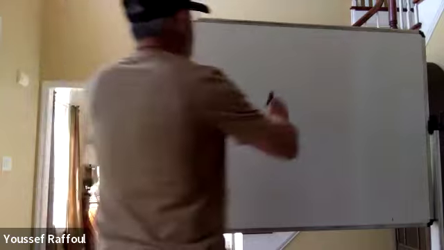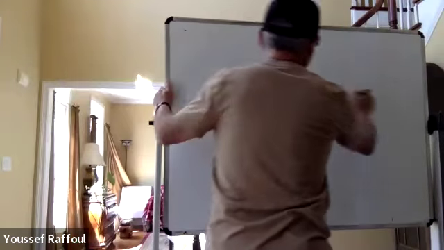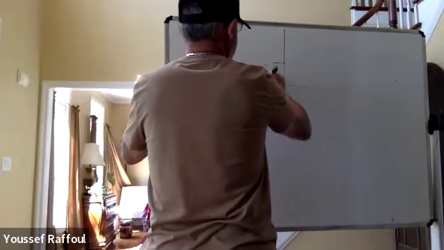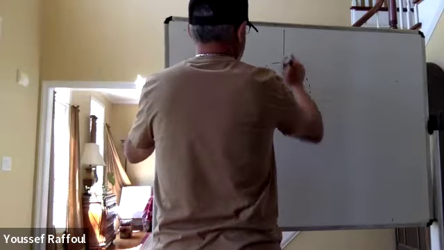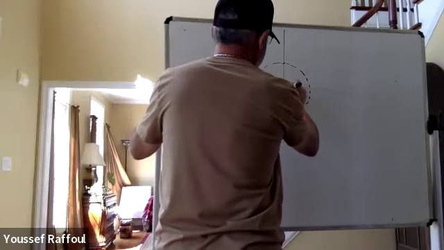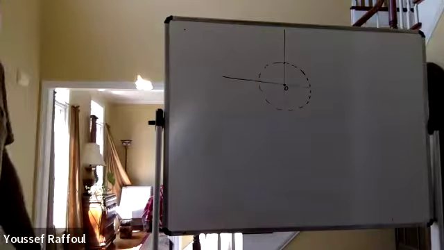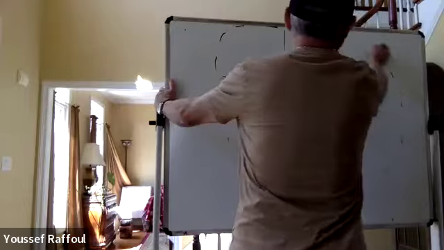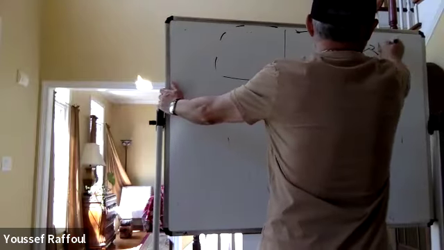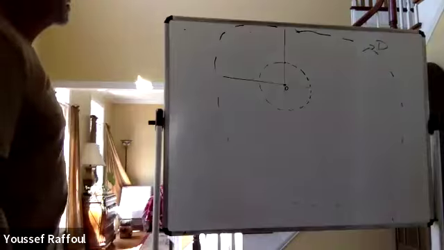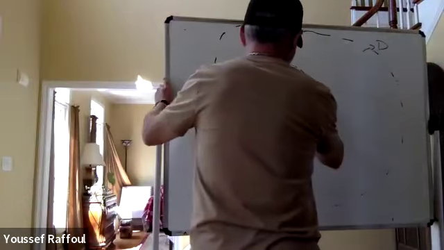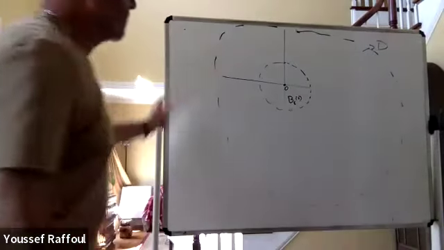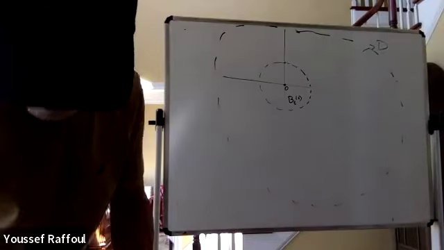All right, so let's take a look at this as a two-dimensional thing. So this is our origin 0, and this is our set D. And this is B epsilon of 0.